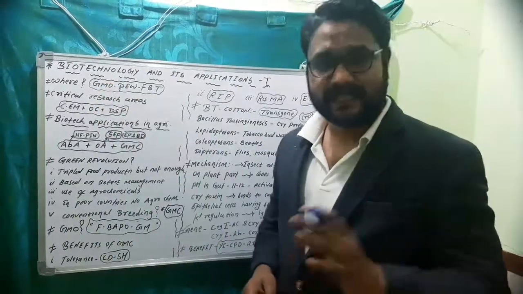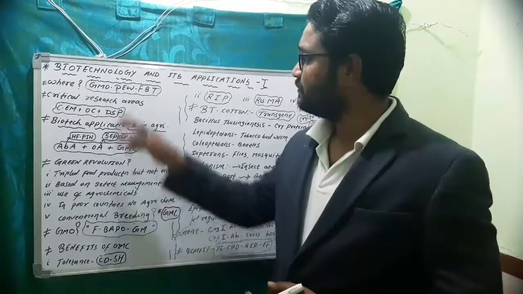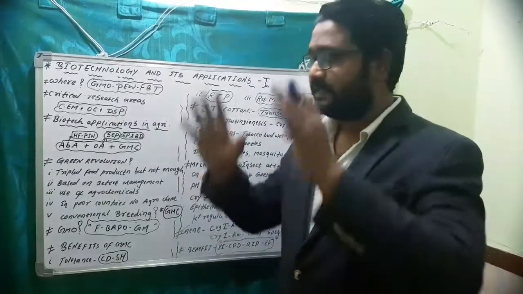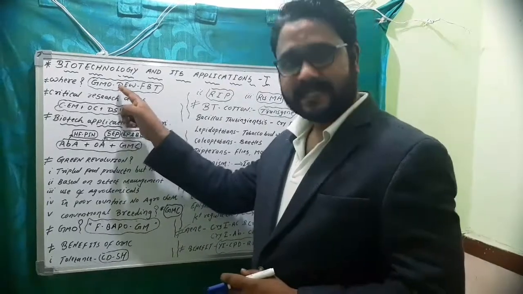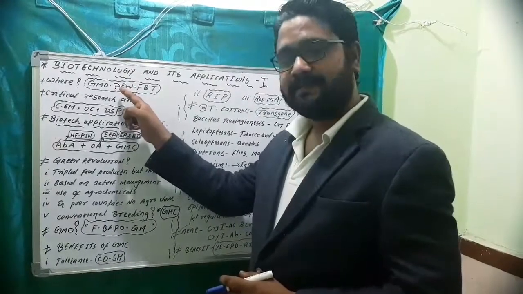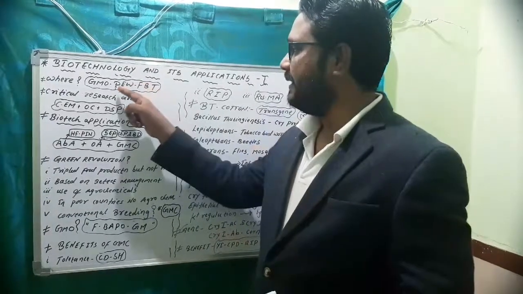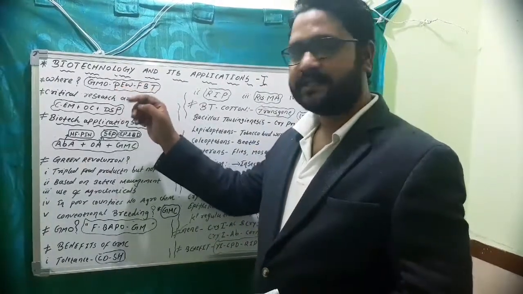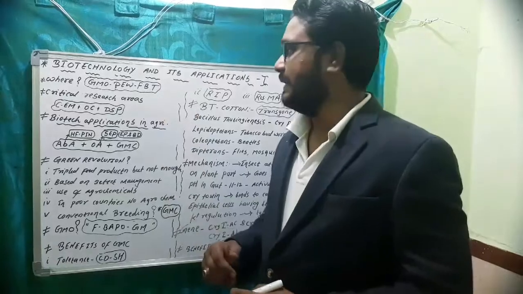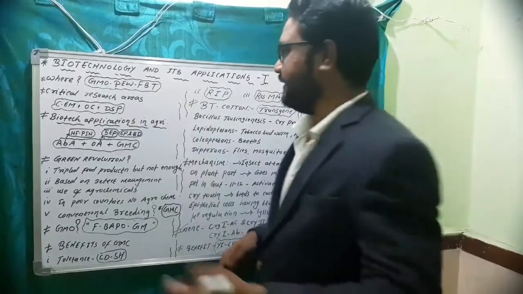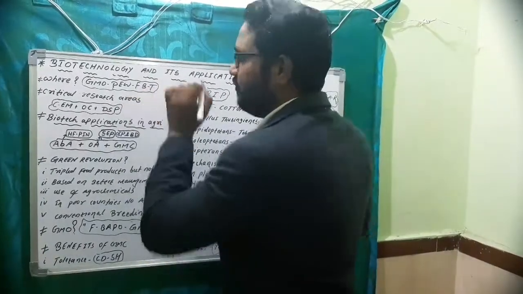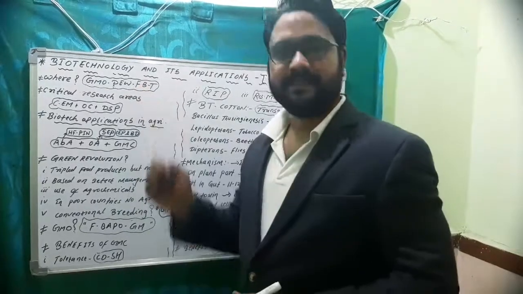GMO, that is genetically modified organisms. DEW, that is for the use of, D for diagnostic, E for energy production, and W for waste treatment. Okay, diagnostic, energy production, and waste treatment. And then this FBT. Okay, F here for food processing.